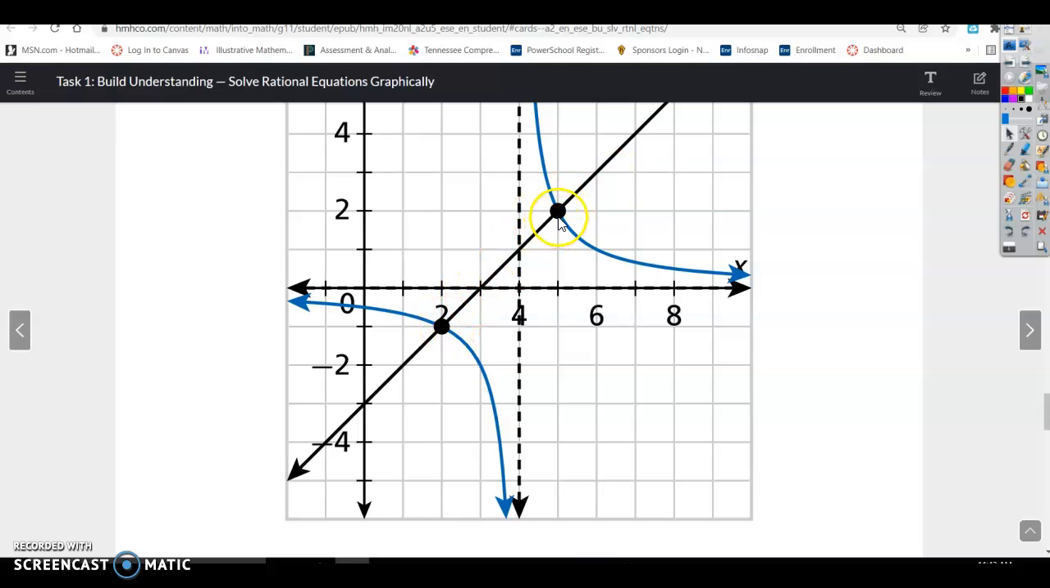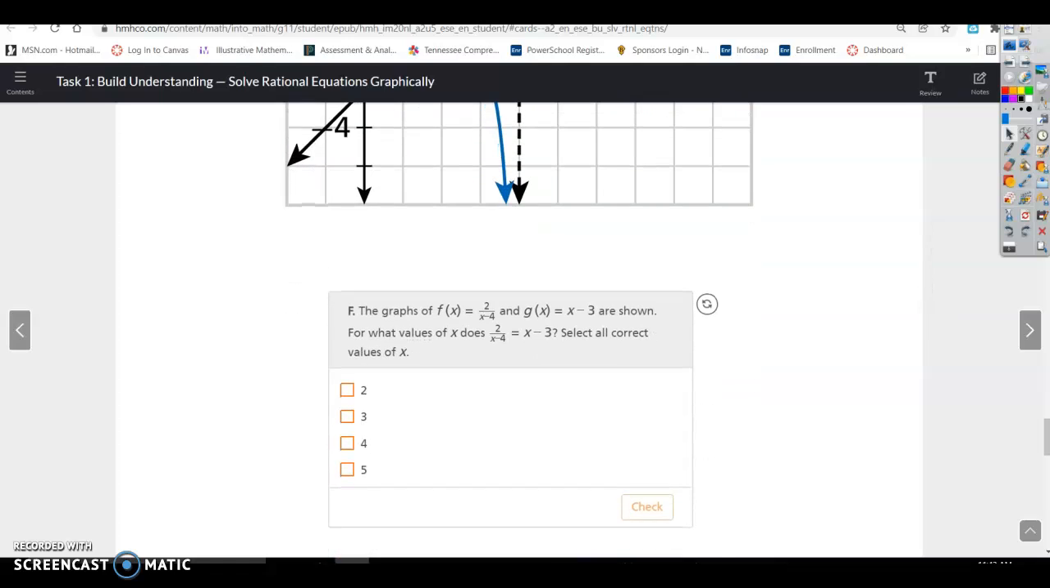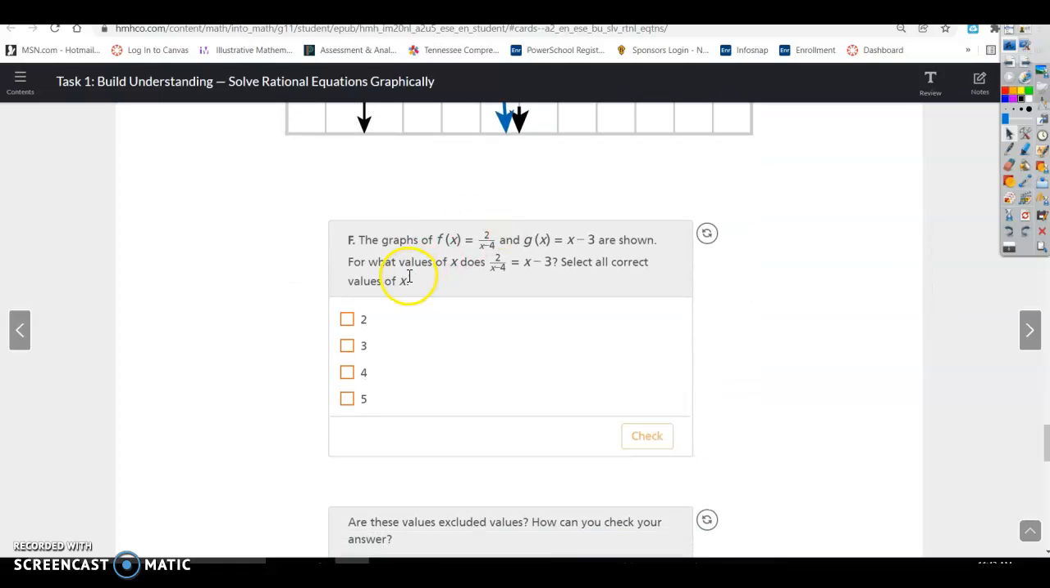And this time, this equation has two solutions. You can see they intersect at 2 and 5. So whatever your x values are, that would be the solutions. So for the graph f and g, for what values of x do these two intersect? Okay, select all values of x.